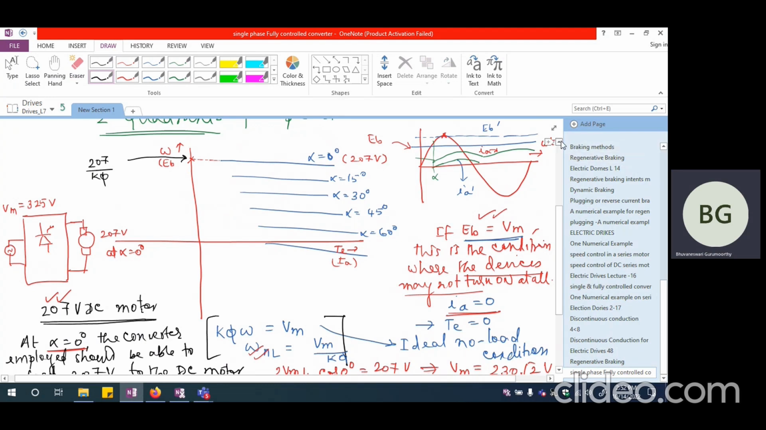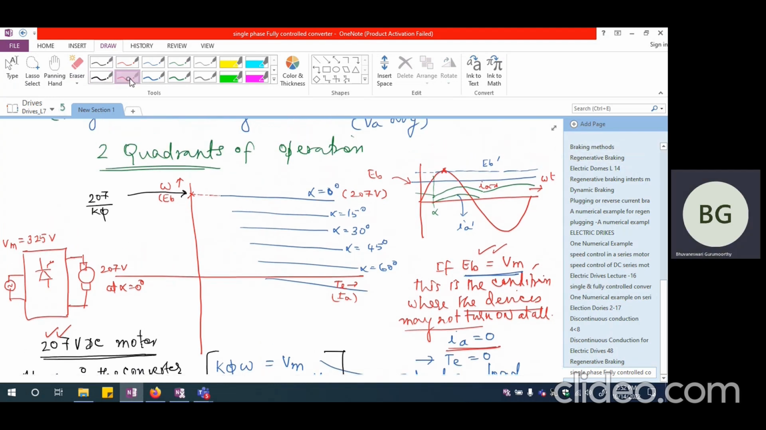Whereas ideally I should have gotten, I have to extend this axis. Between 207 and 325, let us look at the ratio. 325 divided by 207 is almost 1.57 times. So my ideal no load speed will be, this is 1 time and 1.5 is somewhere here. So from here, I have to connect it to this.